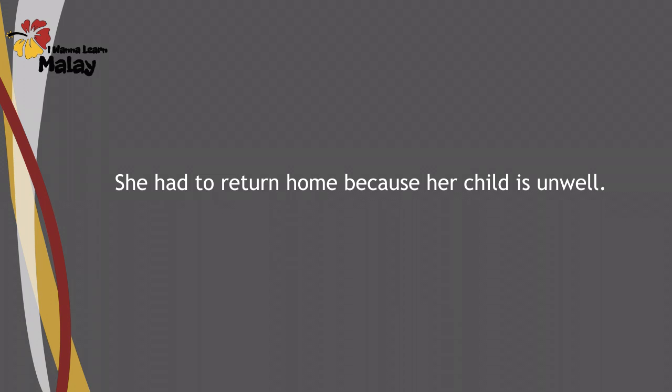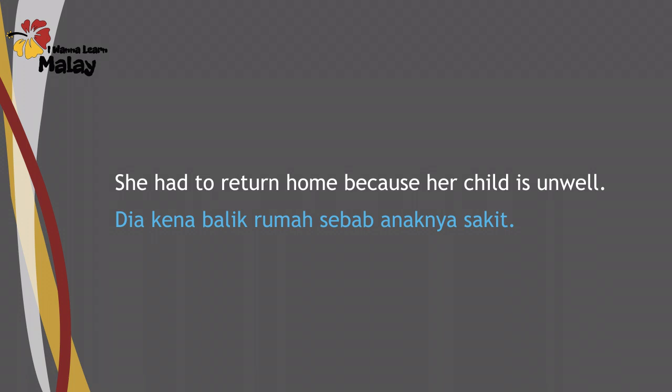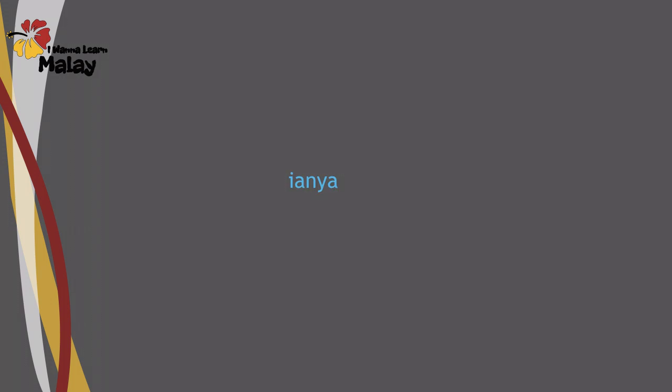Okay, one more example. She had to return home because her child is unwell. Dia kena balik rumah sebab anak dia sakit. Or anaknya sakit. Okay? So sometimes you also see the word ianya. Ianya. This word is actually the same as the word ia. So it can be considered to be somewhat redundant to have the word nya behind it because it doesn't change the meaning at all.